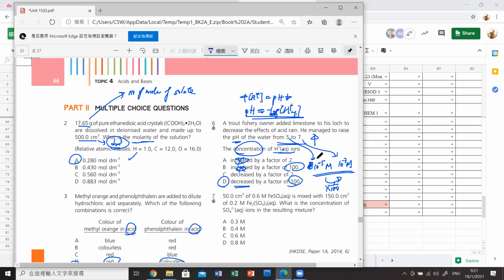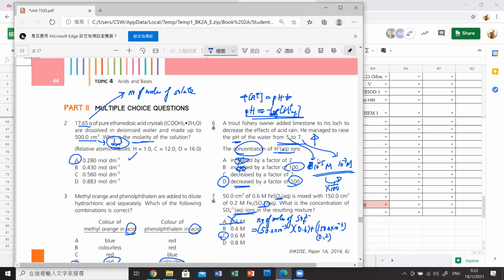How about the last one? The last one, the answer is A or C? The answer is C, but not A. Now, if you have got confusion about this, you should take note of the fact that the number of moles of sulfate ion should be taken into account, right? Can you see that? So if you want to get the number of moles of sulfate ions, which is equal to 50.0 times 10 to the power minus 3, it is volume times the molarity 0.6, plus what? 150.0 times 10 to the power minus 3 and times 0.2.